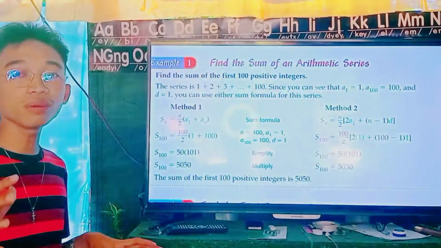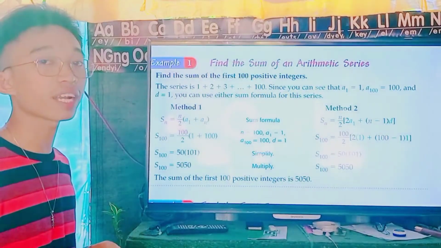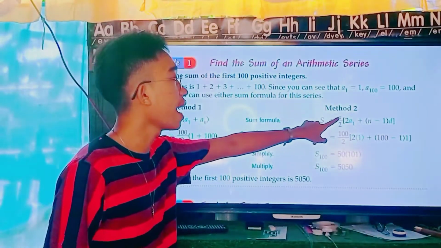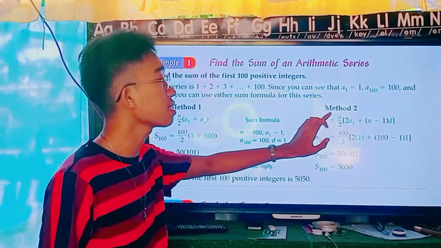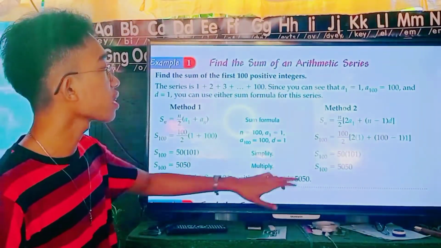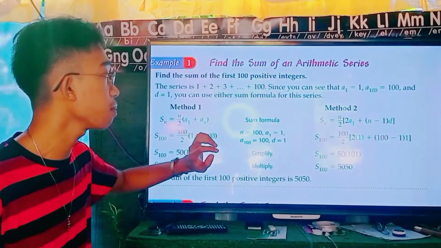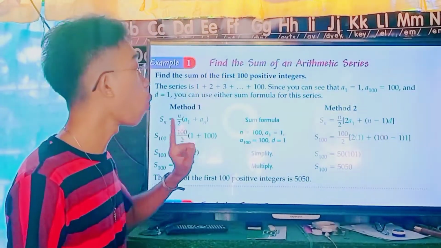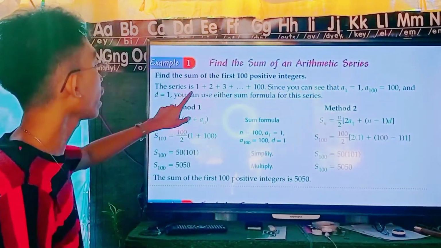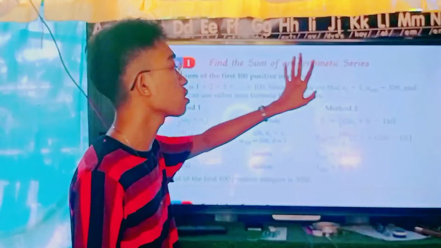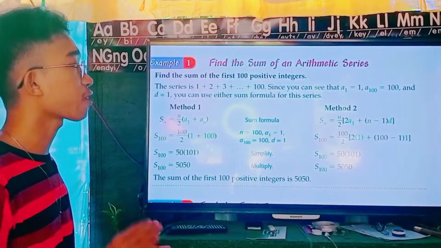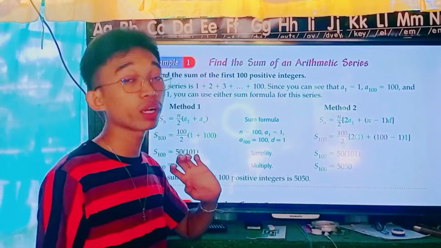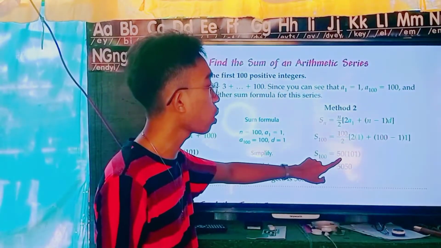Now, we have already used the first method in solving the arithmetic series. Then we go to the next method. S sub n is equal to n over 2 times 2a sub 1 plus n minus 1 times d. So S sub 100, which is our last term, is equal to 100 over 2 times 2 times 1, because our a sub 1 is 1, plus 100 minus 1 times 1, because our common difference is 1. S sub 100 is equal to 50 times 101, because 100 divided by 2 is equal to 50.